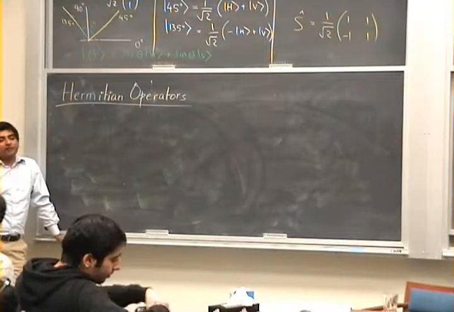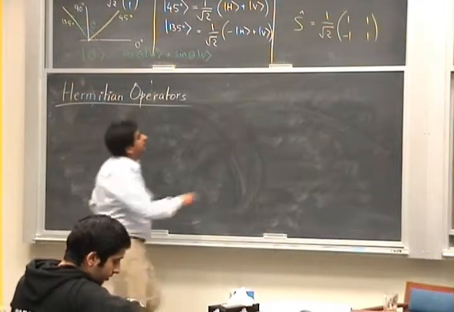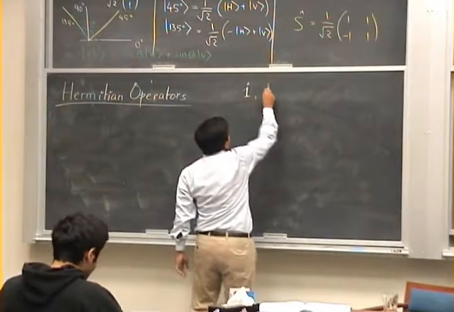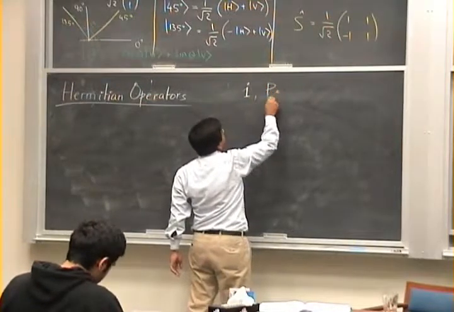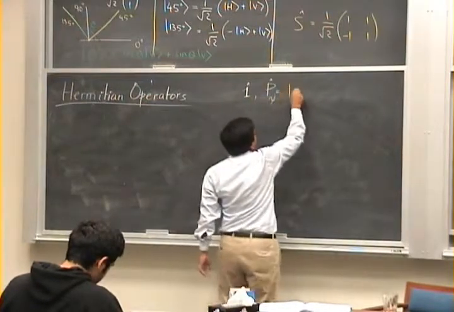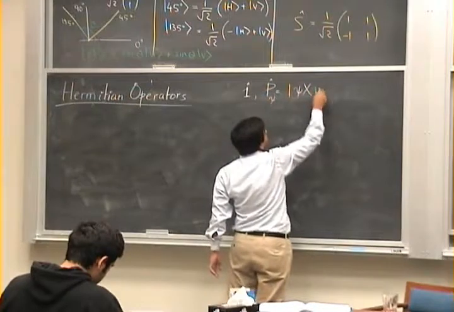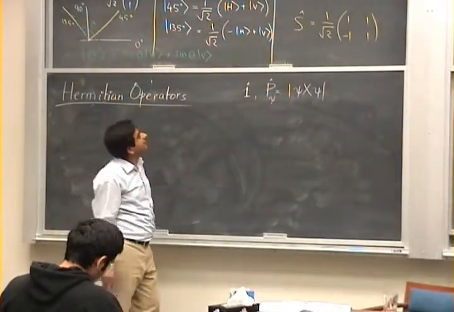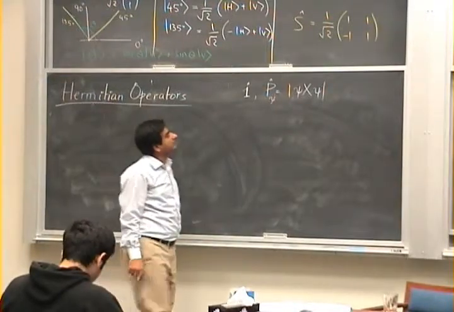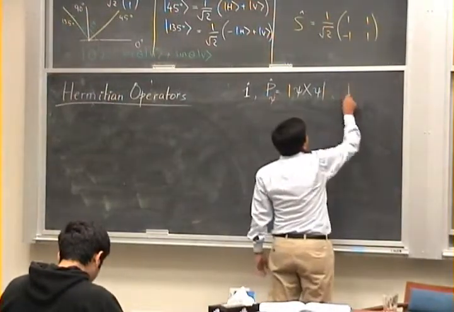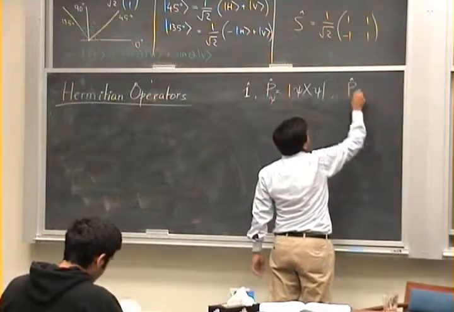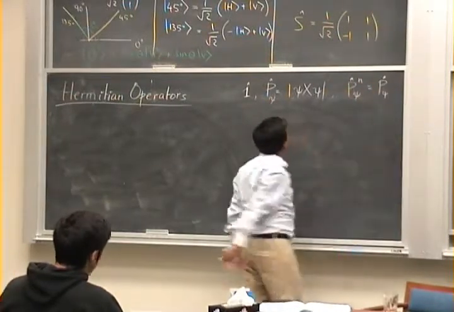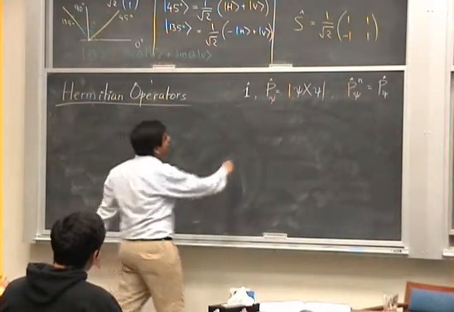We've seen different kinds of operators. We've seen the unit operator, we've seen projection operators, which are defined by the outer product of a state with itself, and they have the property that they are idempotent. Which means the projection operator applied n times gives you the projection operator. We've also seen unitary operators.